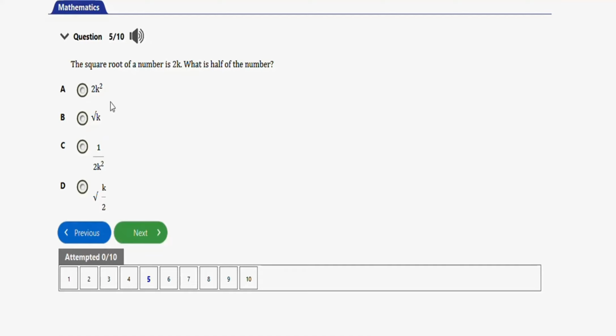It says the square root of a number is 2k. What is half of the number? Now, guys, for this question, you don't basically need a calculator to solve it. So for the number that the square root is 2k, that number is basically 4k square. Okay, so half of 4k square will basically give you 2k square. The right option here is option A. This one is simple logic. Okay, so that's for question 5.